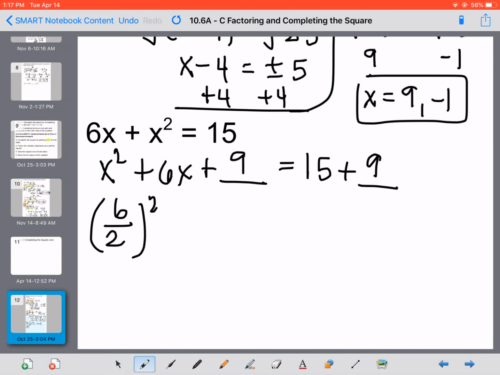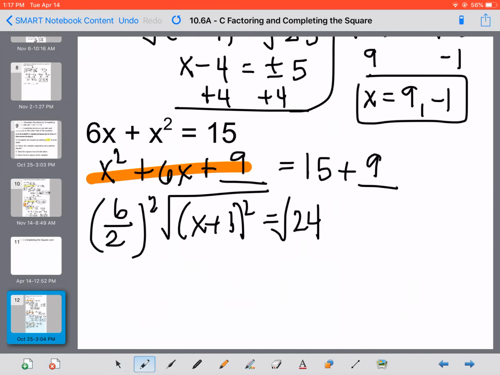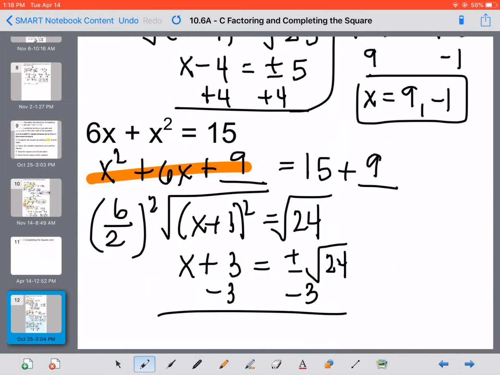And then because we just completed that square, we know that it's a perfect square. So it becomes x plus 3 squared, and that's equal to 24. So then square root both sides. And I have x plus 3 is equal to plus or minus the square root of 24. And then I need to subtract my 3 from both sides. And I'm running out of room here. So x is negative 3 plus or minus the square root of 24.